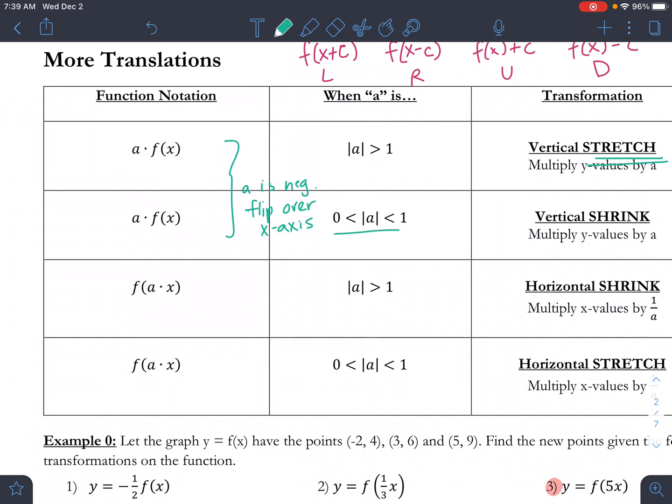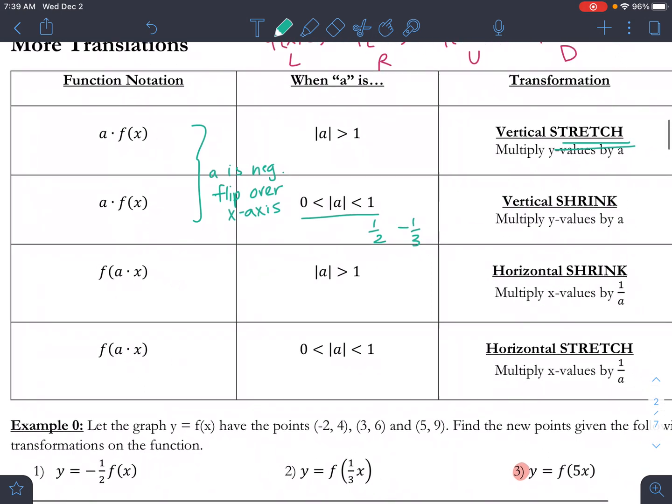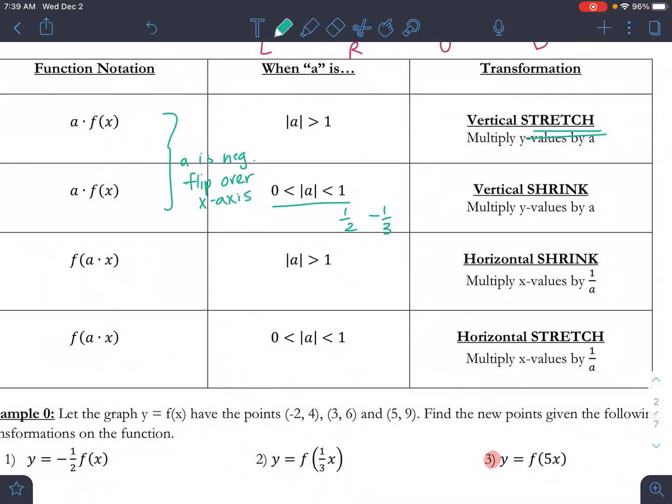If a is between 0 and 1, like 1/2 or -1/3, technically it's a vertical shrink, so it will be more of a shallow graph, depending on what the shape is. So it's still vertically affecting the y's, and in a general sense, right here, we see this written, really important: multiply the y values by a in order to change the graph. So it's going to be stretched or shrunk.